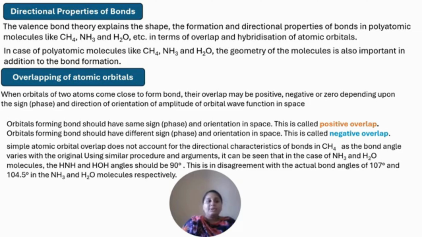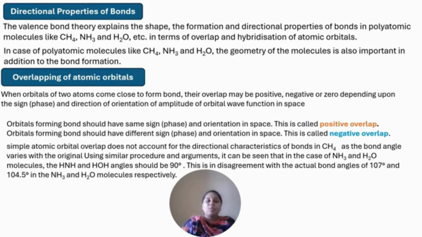So the next concept is overlapping of atomic orbitals. What happens when the orbitals of two atoms come very close to each other to form a bond? Their overlap may be positive, negative or zero depending upon the sign and the direction of orientation of the amplitude of the wave function. If the orbitals have the same sign and orientation in space, it is called a positive overlap. If they have a different sign and orientation, then it is a negative overlap.